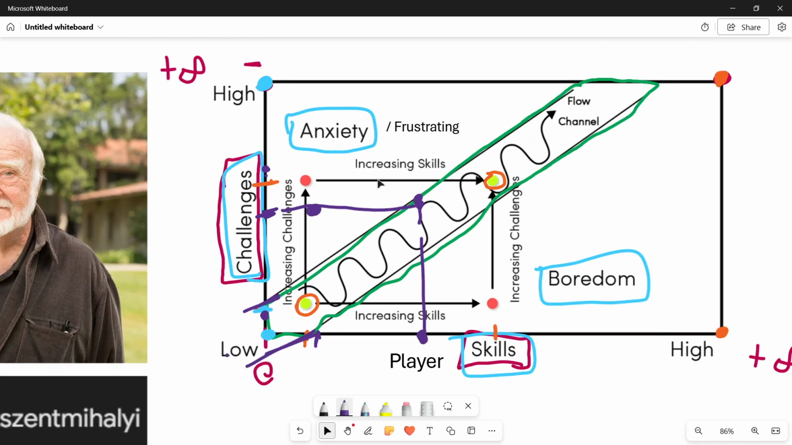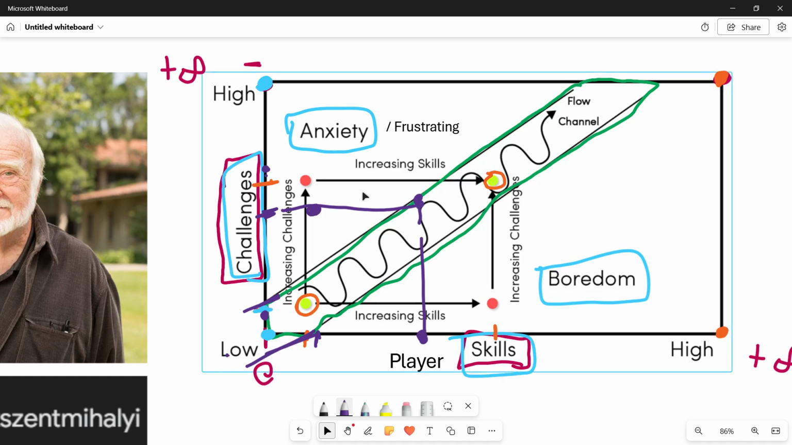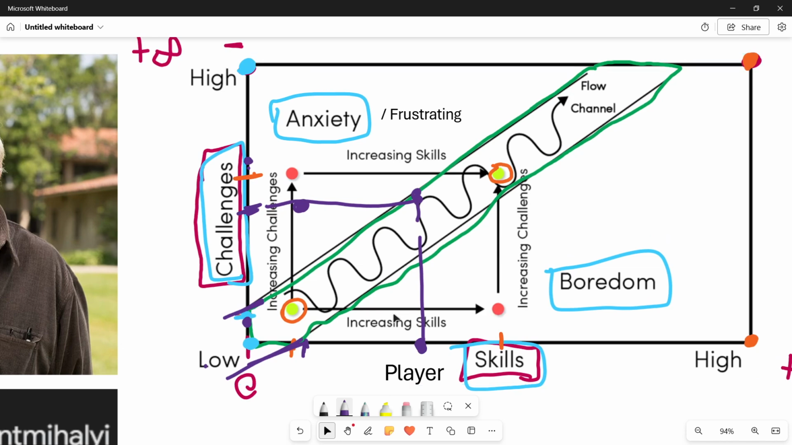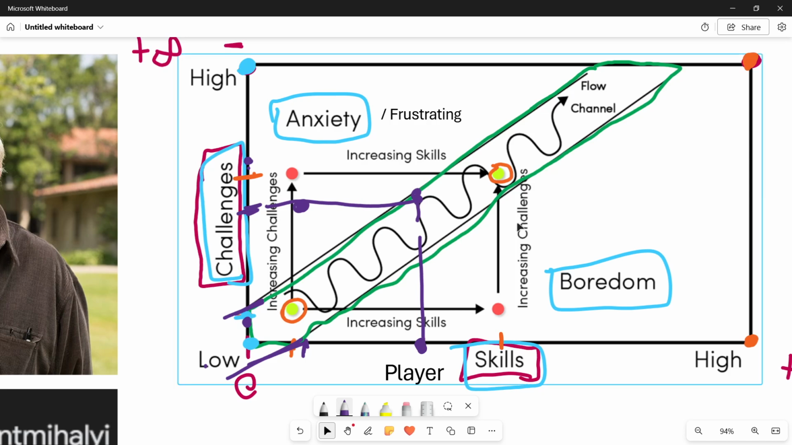So this is the key thing, and just as a summary, it's a little bit about what I've been thinking about: this graph in specific also has the usual 4 points, and how to deal with each of them. So if you are, for example, in this red point over here, what you have to do is increase skills in order to reach the flow channel. Because remember, here you are in a super challenging situation in which the player does not have the corresponding skills in order to get through it. So in that case, you have to increase skills.